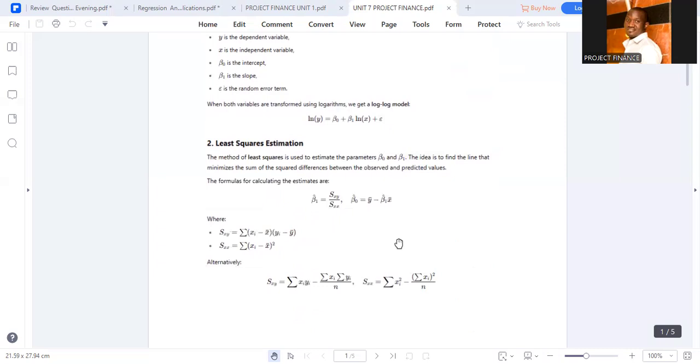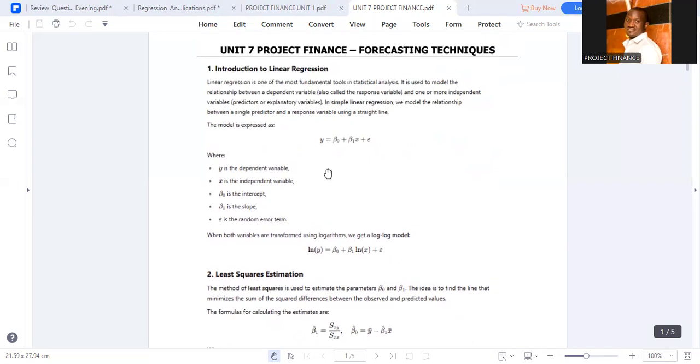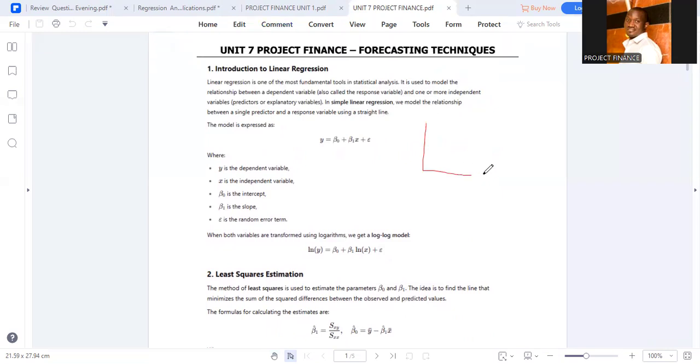Now, we use what we call the least squares estimation method, which is used to estimate the parameters b0 and b1. So when you're dealing with linear regression, we want to estimate the type of relationship that exists between the dependent and independent variables, and so we have y and x.